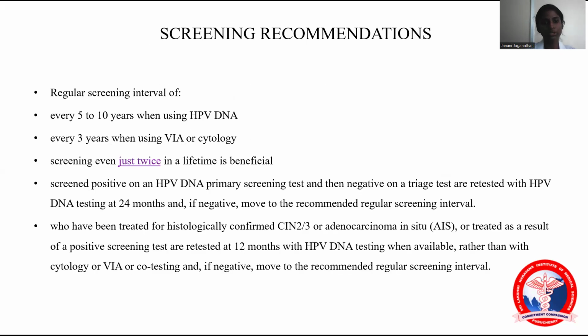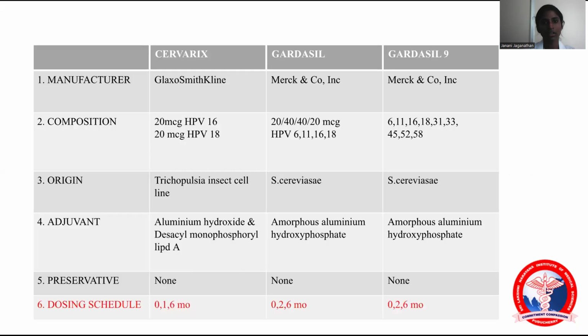So moving on to the different dosage of different vaccines. Manufacturer is GlaxoSmithKline in case of Cervarix. Gardasil and Gardasil 9 are by Merck and Co. Composition is 20 microgram of HPV 16 and 20 microgram of HPV 18 for Cervarix. And in case of Gardasil, it is 20, 40, 40, 20 microgram, respectively, of HPV 6, 11, 16, and 18.